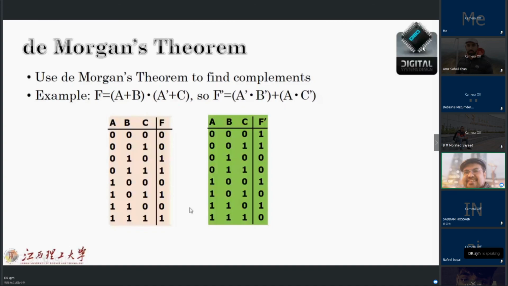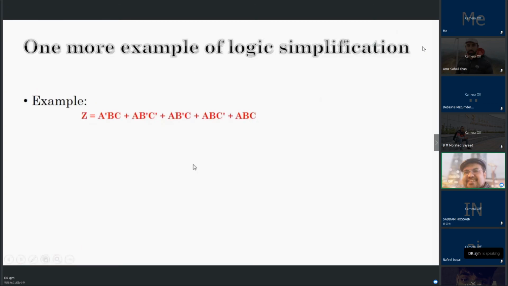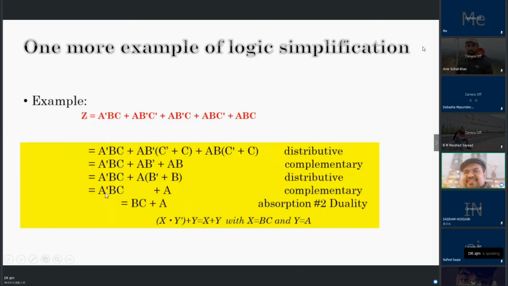Suppose I have this expression: A bar BC plus A bar B bar C bar plus A bar B bar C plus A B C bar plus A B C. How should I do the simplification? First, you will see what we have. We have some common part here, A bar B bar. I can separate this and have this expression. And also from the second part, A B is common. Then C plus C bar, I know that it's equal to 1.